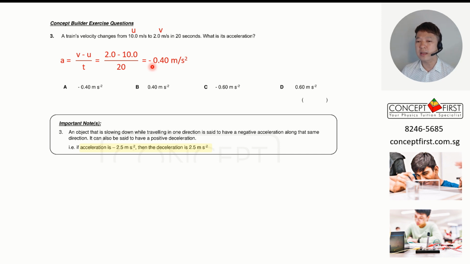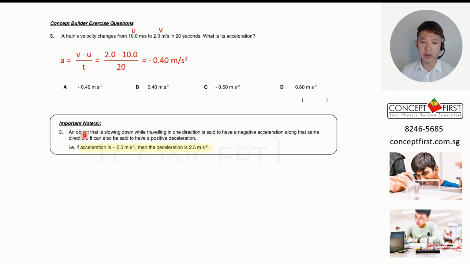So what does this mean? Once again, it means that every second the velocity changes by negative 0.04. That definitely means that it is decreasing velocity, so it is slowing down, right? So the acceleration being negative 0.04, answer is A.